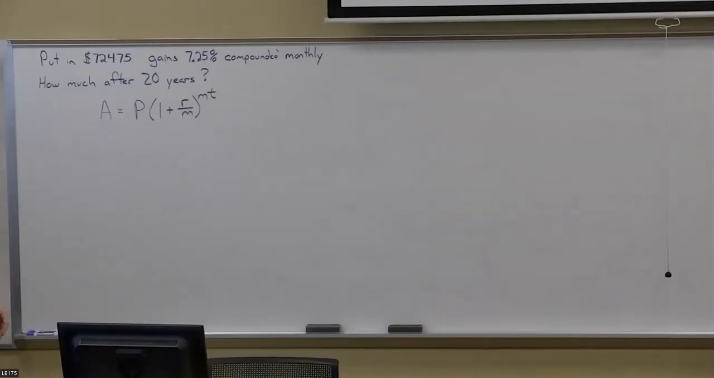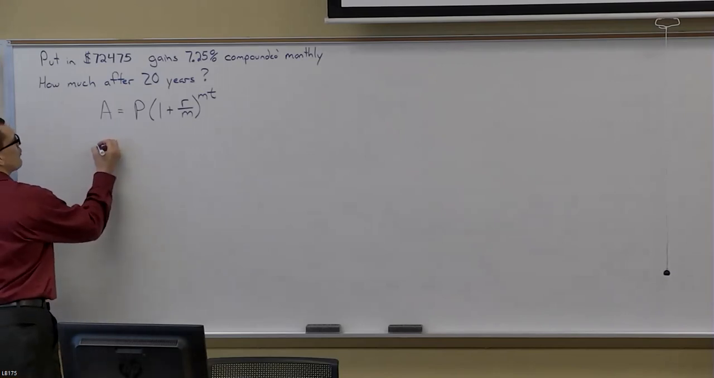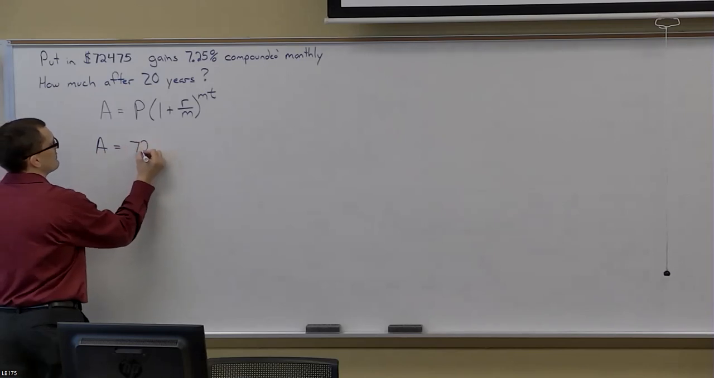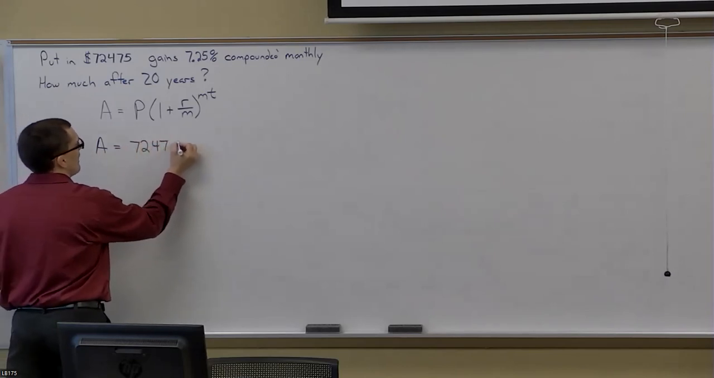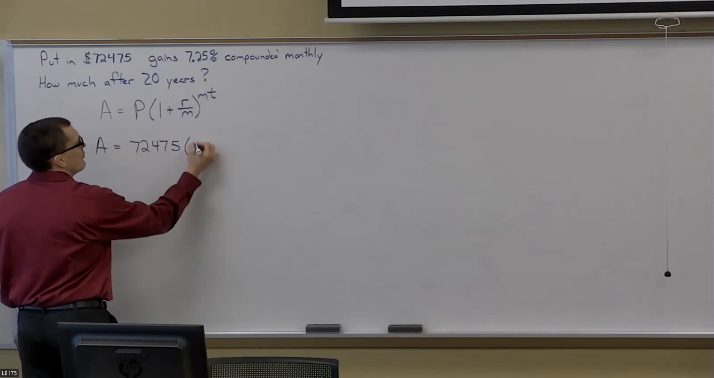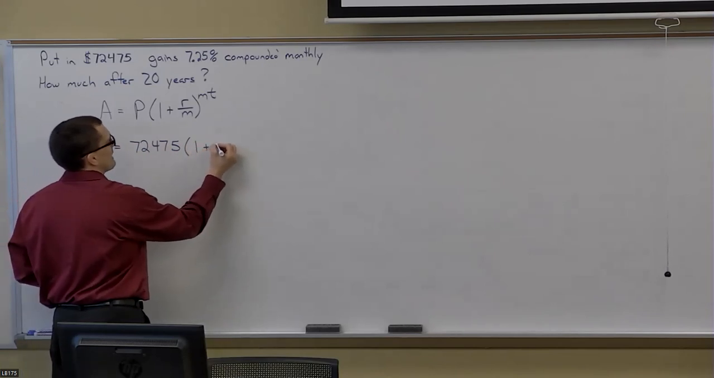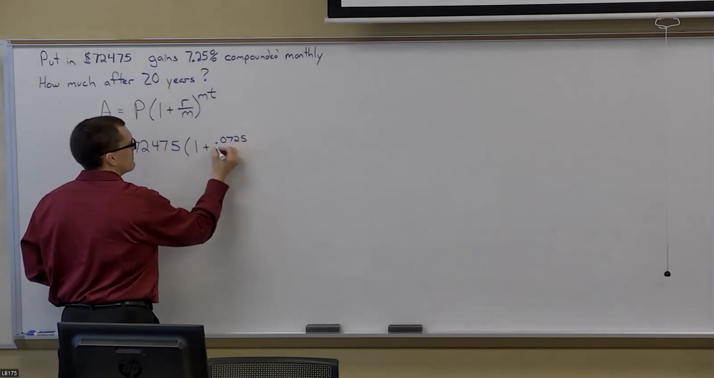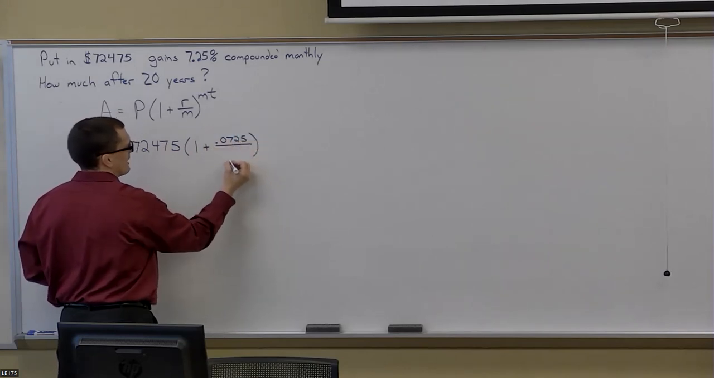All right, so as I was walking around, most people are doing really well on this, so I'm just gonna go through it fairly quickly. We're going to have a principal now of $72,475, one plus a rate of 0.0725. Be careful on that rate.